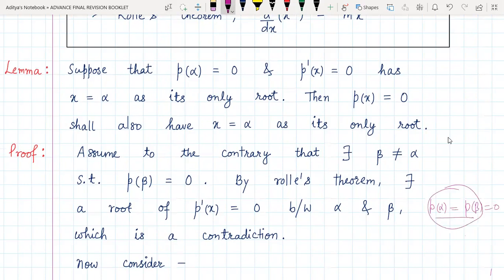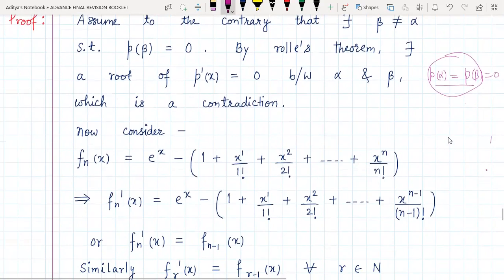So if we apply Rolle's theorem between alpha and beta, we are going to get that p prime x will have to be equal to 0 for some x strictly between alpha and beta. But that is a contradiction, because as per our assumption in the lemma, we have assumed that p prime x equal to 0 has only one root, x equal to alpha. But we have hereby shown that there is another root between alpha and beta. So due to this contradiction, the proof is complete.